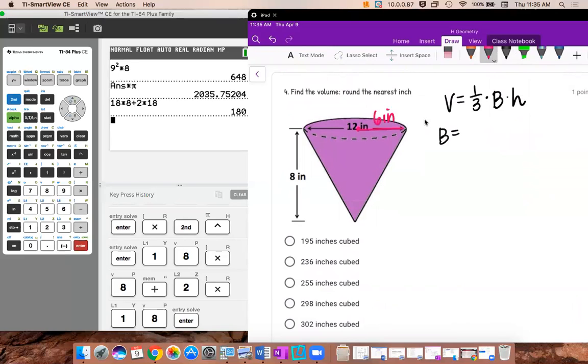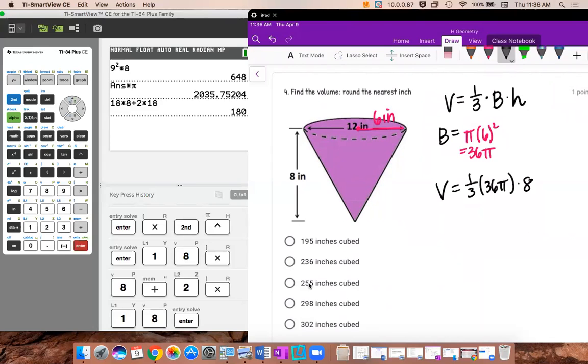So area of our base is going to be pi r squared, so pi 6 squared, which is 36 pi. And then the height of our cone is 8 inches, so now we know the area of the base and the height, so we can just plug it in. So volume equals 1/3 area of the base times the height, and the height in this case is 8.